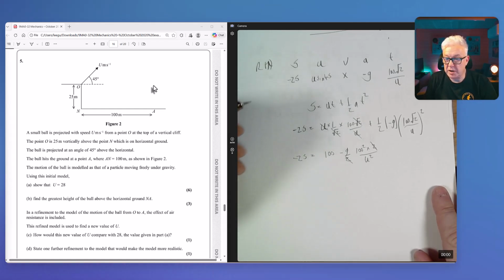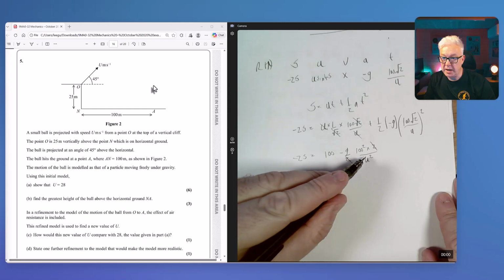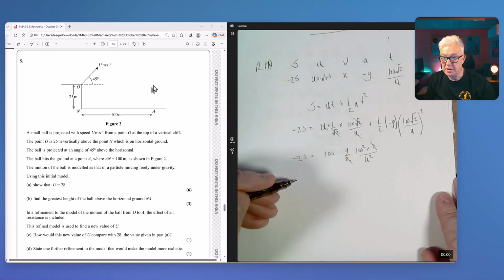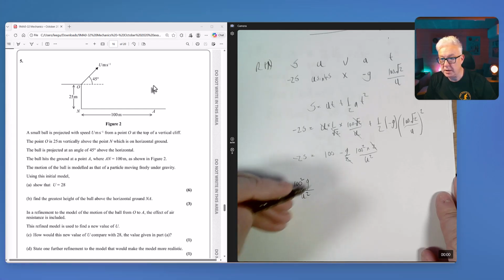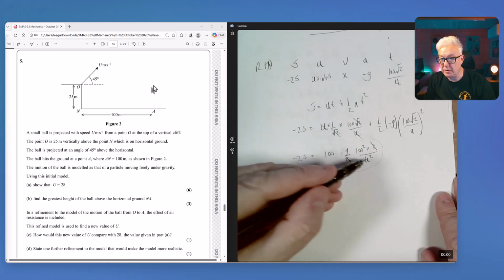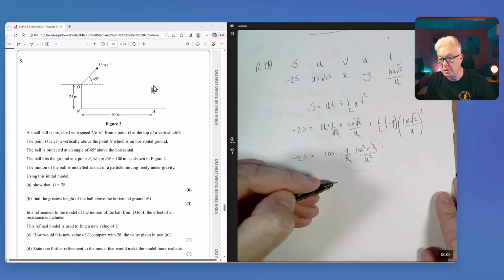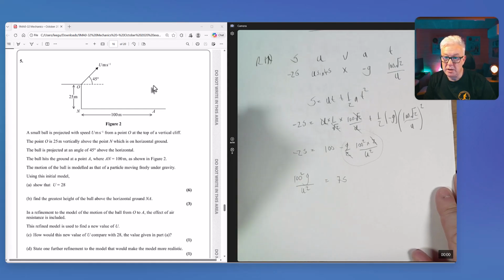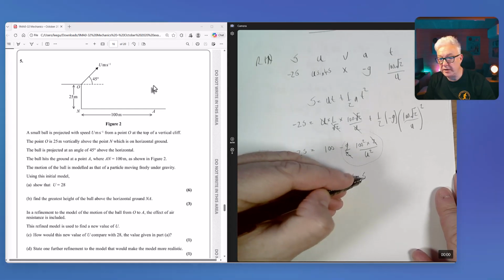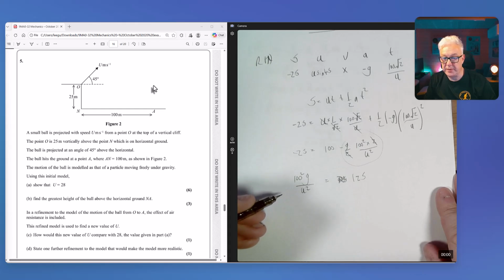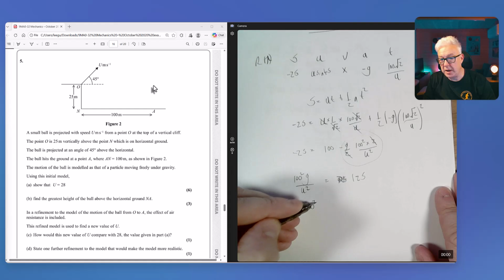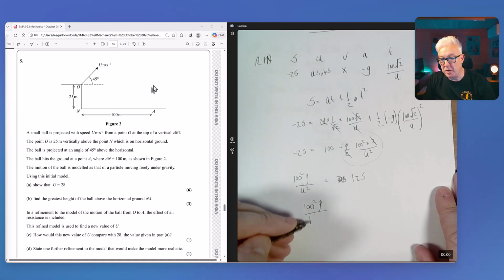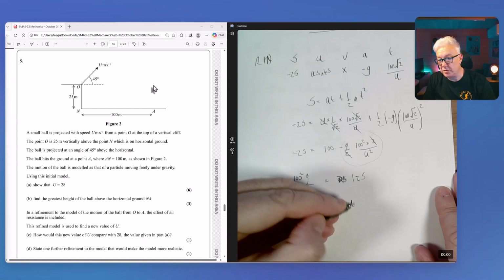From here we can find an expression for u. We're going to add this over here and take this over here. So we get 100 squared g over u squared, and that's everything there, isn't it? 100 squared g over u squared is equal to 75. No, it's going to equal 125, because it's 100 add 25. So now we can swap these around and say that 100 squared g over 125 is equal to u squared.